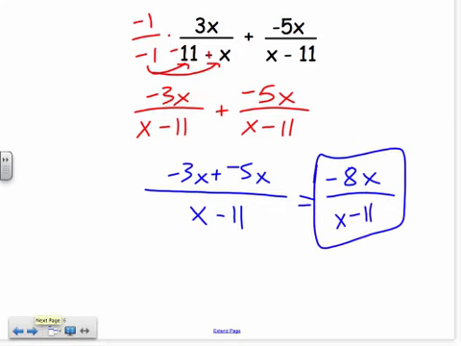And we're done. Nothing cancels, right? Because I have that minus sign in here, so I cannot cancel x's. Right? If it was 11 times x, I could cancel my x's. But since there's a minus sign, I cannot cancel it. That's my final answer. Negative 8x over x minus 11.